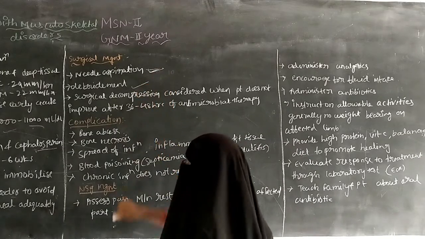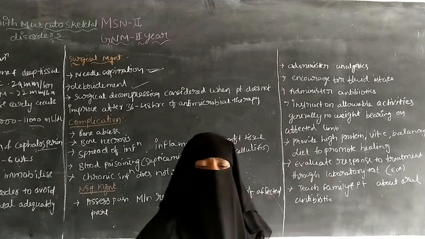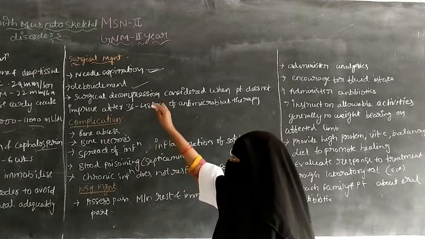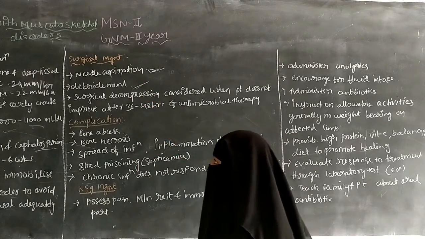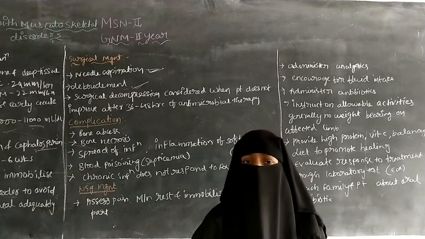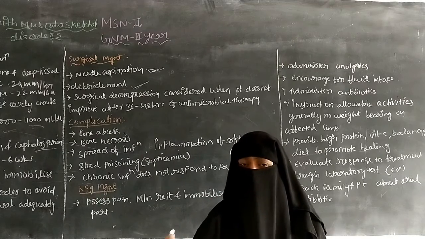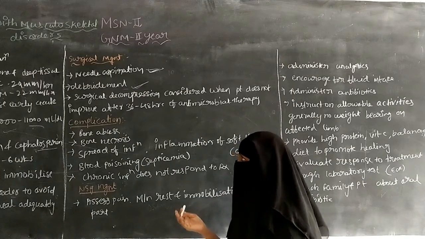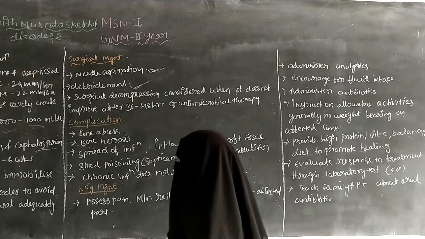And the debridement. Debridement means the removal of damaged tissue or cells which are present in the bones. So, debridement means removal of the damaged cells or tissues, or the dead cells. So, dead cells can be removed by debridement.